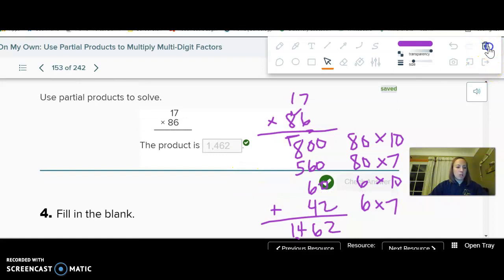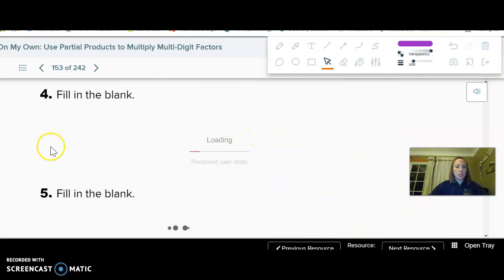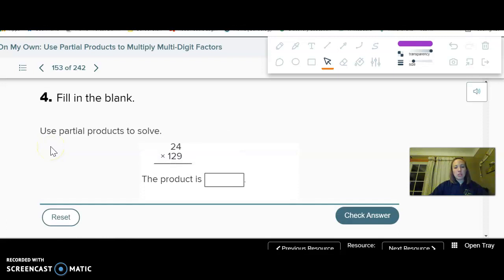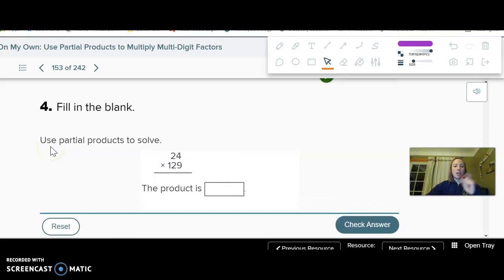All right. We'll try one more. We'll do a 3 by 2 this time. Go ahead and try 24 times 129. All right, hopefully you got it. I feel like I never have enough space for these on here. All right, 24 times 129.